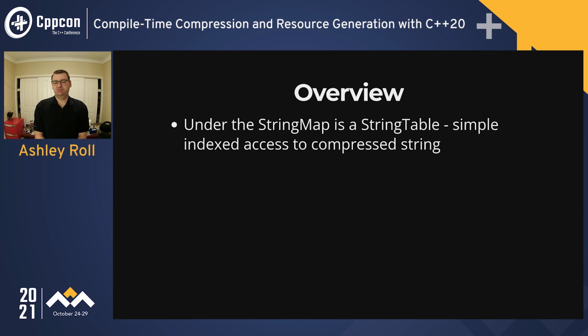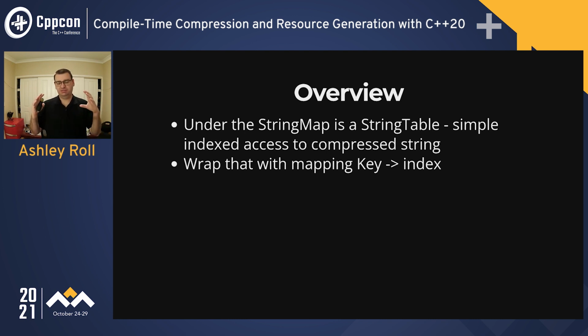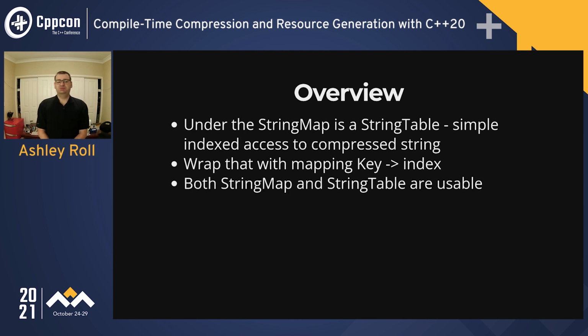Underneath the string map is actually a string table, which is a simple indexed access into a compressed string. So it's all of that, except rather than having a value type on top of it, it's just a simple integer. And we wrap that. So this is an example of combining multiple layers of library tooling. We wrap the simple table, the simple string, with some more metadata that allows us to map our input key into an index. Both the string map and string table are usable in the library as first-class objects.